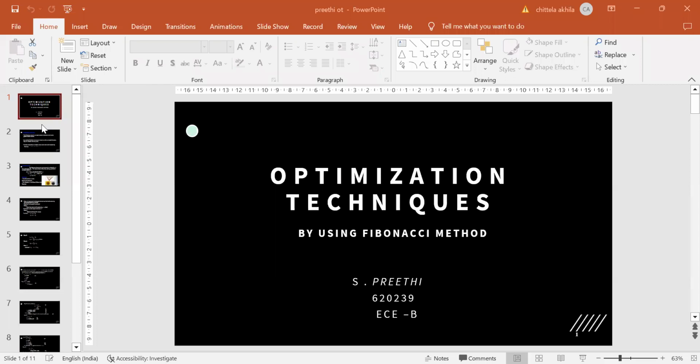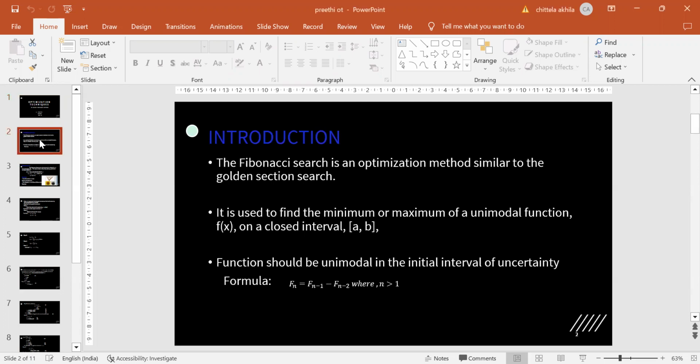Here I am going to explain my topic, the Fibonacci method using optimization techniques. As this is the introduction: why do we use the Fibonacci method? We have to find the minimum or maximum solution of a function. The Fibonacci method is similar to the golden search method also. We have to find the minimal or maximum of a unimodal function between an interval, like a to b, and the function should be unimodal. Unimodal means that it monotonically increases or decreases over a certain interval.